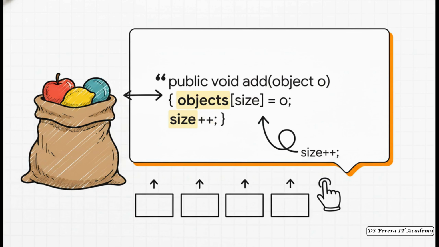It's just 2 steps. First, objects[size] equals O. This line takes the new object, O, and places it into the next available slot in our array. Second, size plus plus. This line increments our counter to reflect that we now have one more item in the bag.